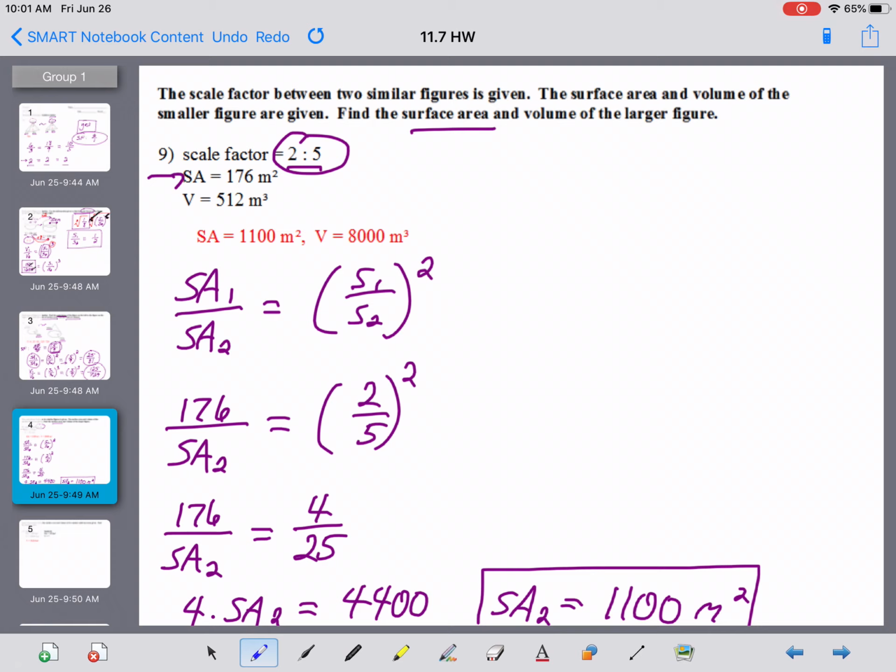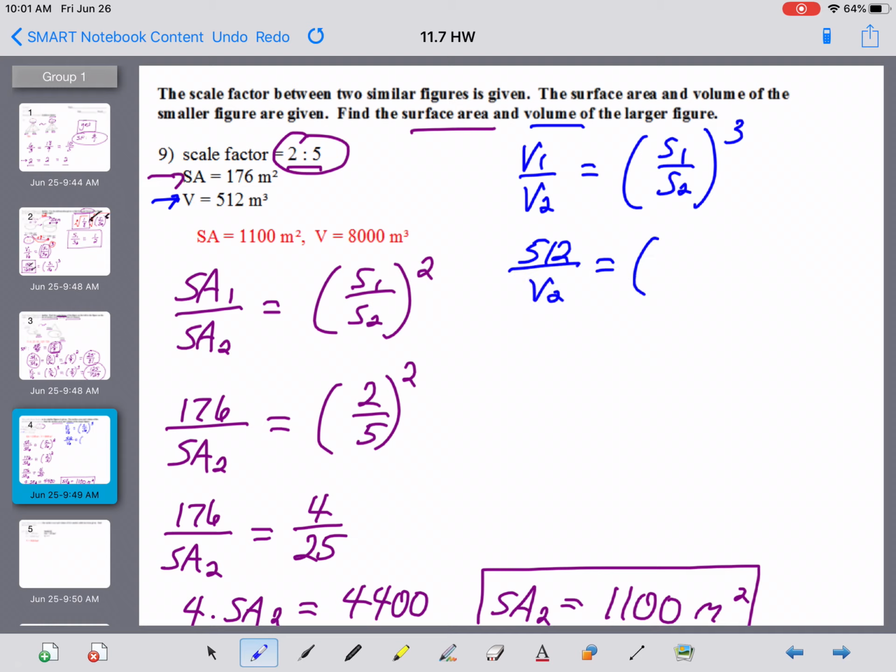All right, so now to find volume of the larger figure, the formula here is volume 1 over volume 2 is equal to, we've got side 1 over side 2, and that quantity is going to get cubed now because volume is a cubic measurement. So the volume of the smaller figure here is 512. We're looking for the volume of the second figure. The scale factor hasn't changed. That's still 2/5, but now that's going to get cubed.